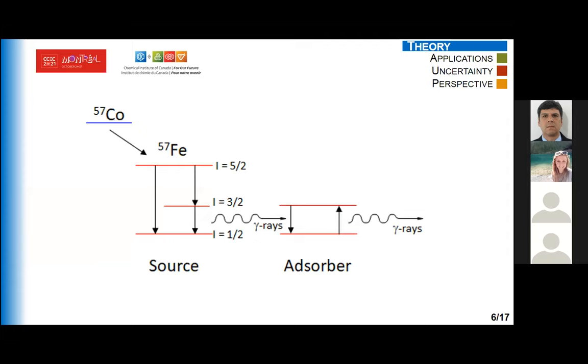Cobalt-57 is an excellent gamma radiation source for Mossbauer spectrometry, and this nucleus can decay by capturing an electron, leading to iron-57 in the excited state with nuclear spin quantum number I equal to 5/2. These atoms, the nucleus, can decay to the ground state I equal to 1/2 directly, or through an intermediate level, this one. This transition causes the production of gamma rays that can be absorbed by another similar nucleus. Resonance absorption happens only when the emission and absorption lines overlap.